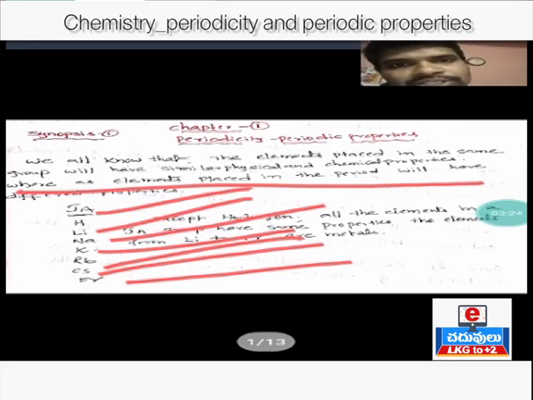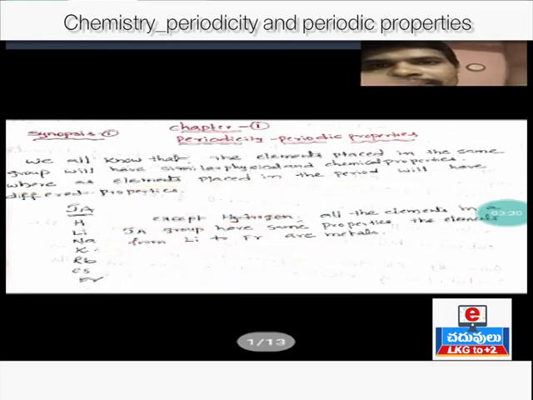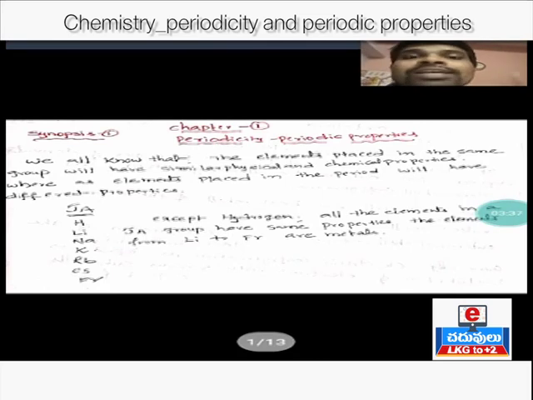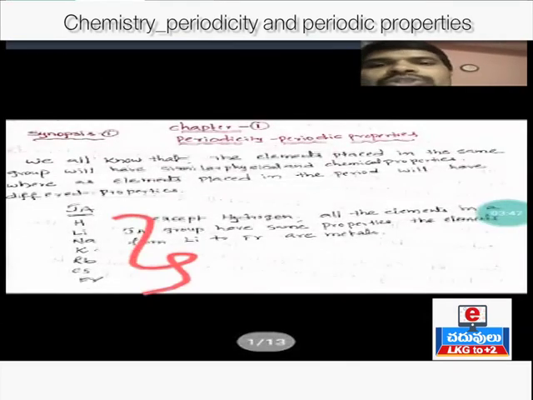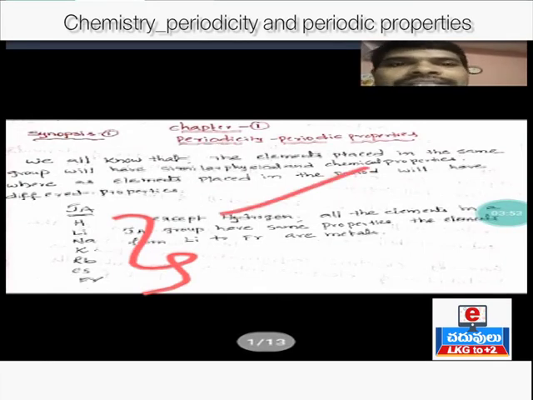So what I told just now, the elements placed in a group will have the same physical and chemical properties. Now, do all these elements have the same physical and chemical properties? Yes. Hydrogen to francium, these elements have the same physical and chemical properties. Why? Because all these elements, hydrogen to francium, belong to group 1A, which are placed under 1A. Clear? Except hydrogen. Hydrogen is an exceptional case.